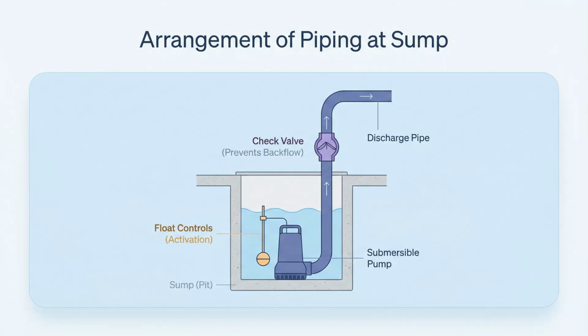Sometimes gravity isn't enough, and we need a sump pump. The setup here is specific. You need a union, a check valve to stop backflow, and a shutoff valve. And here's a critical sizing rule.